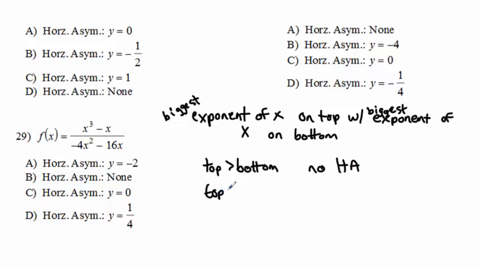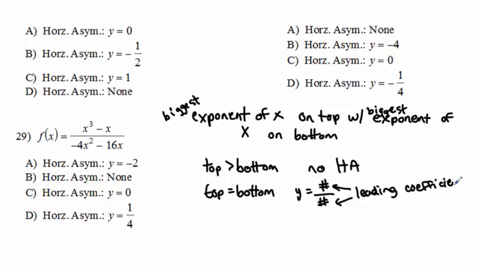If the top equals the bottom, then we're going to have an asymptote at y equals a number over a number. And these numbers are our leading coefficients. Coefficients is a fancy word for the numbers in front of x. So our numbers at the front are going to make a fraction and give us our horizontal asymptote. If the top is less than the bottom, then it's just y equals 0.